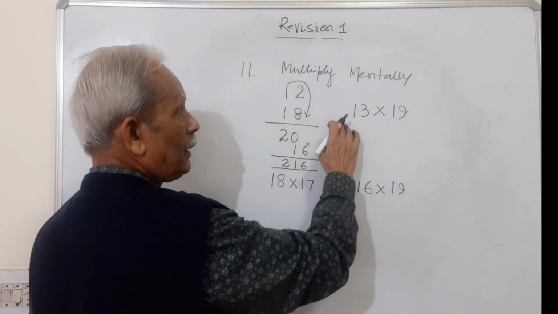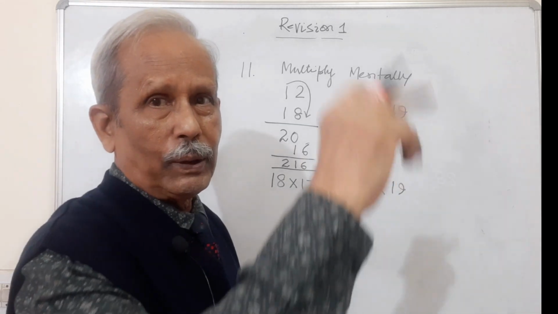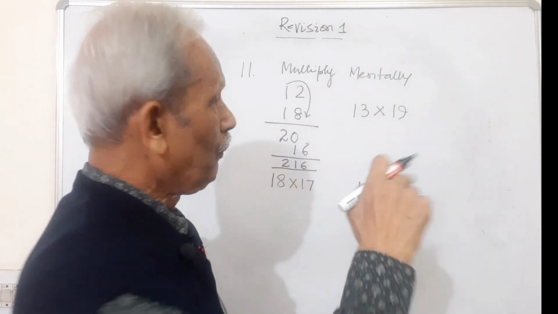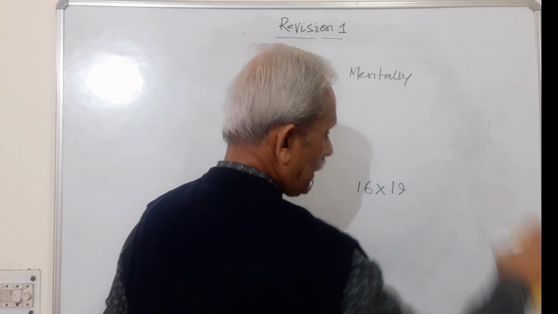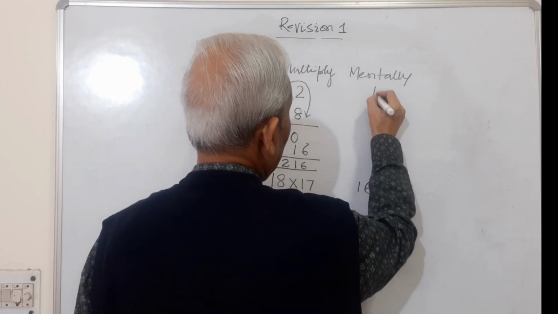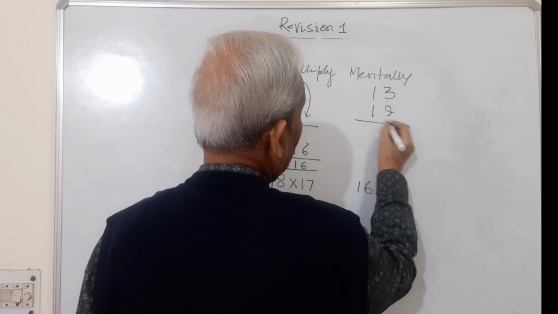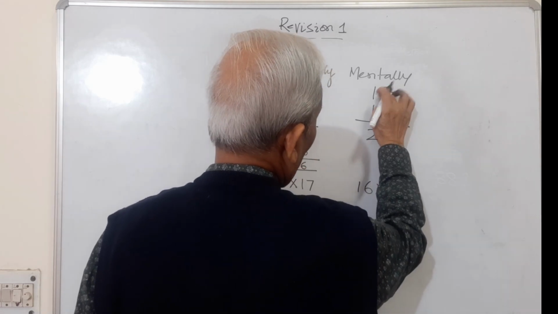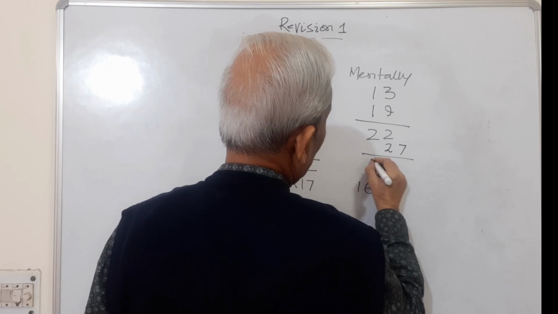I think you have followed it. 13 plus 9, 22. 3 nines are 27, so 247. We can only shift by one digit here. I'll explain it once again. 13 into 19. You are not to do anything. You just do it mentally. 13 plus 9, 22. 3 nines are 27, shifted by 1 because there is 1 0 in the tens place. It's 247.